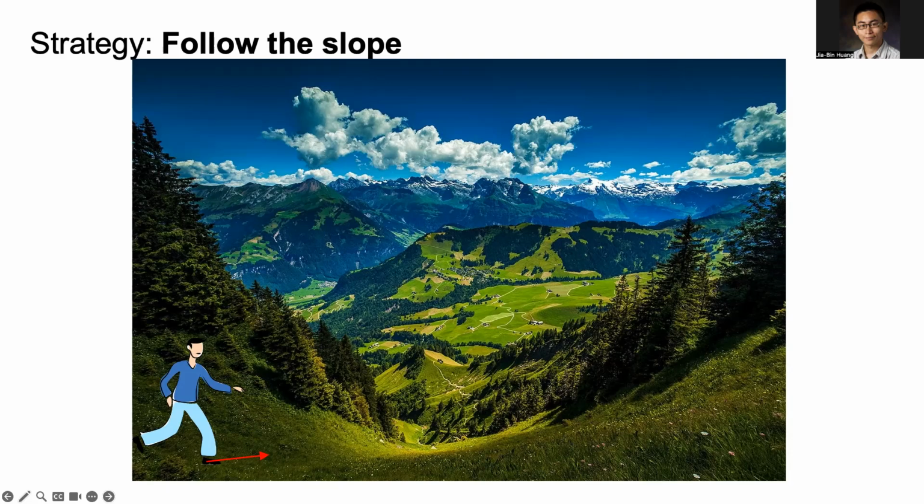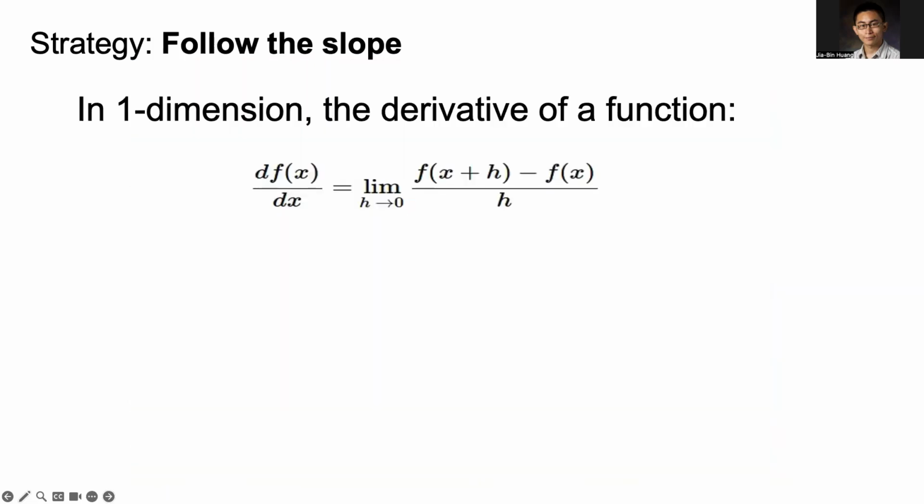The whole of deep learning, all these advances you are seeing, is basically this core idea: you have a loss function and you just follow the slope. In one dimension, you learned that in your freshman or high school calculus class. It's just the derivative. So you want to find the derivative.